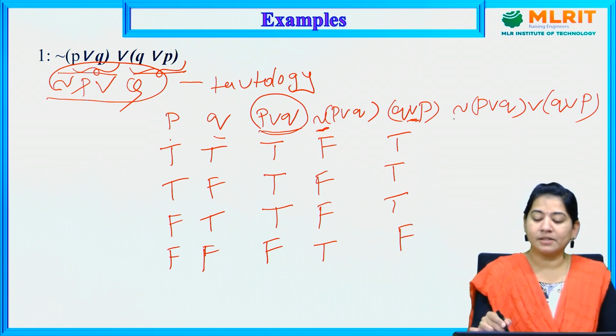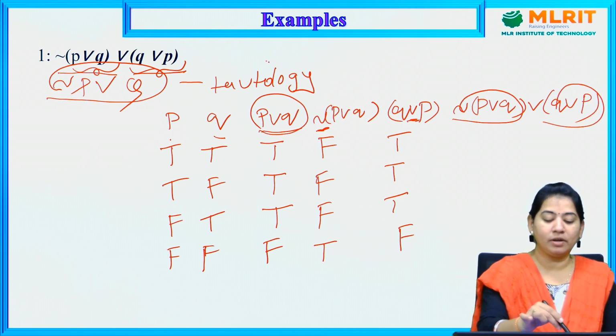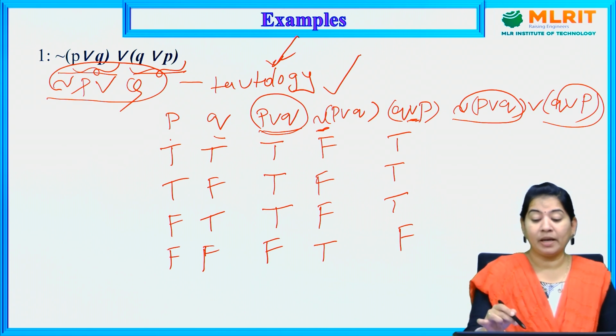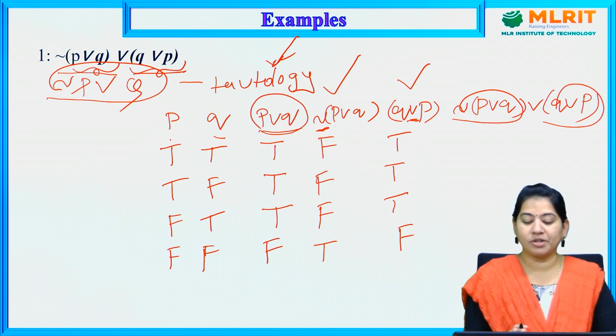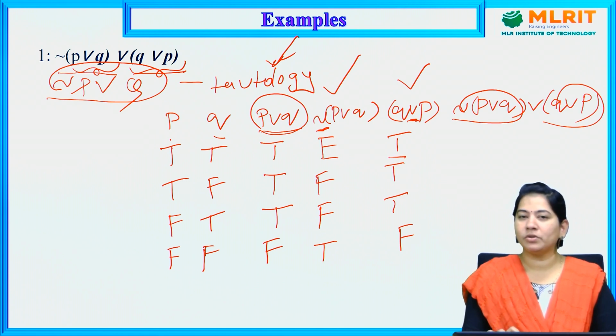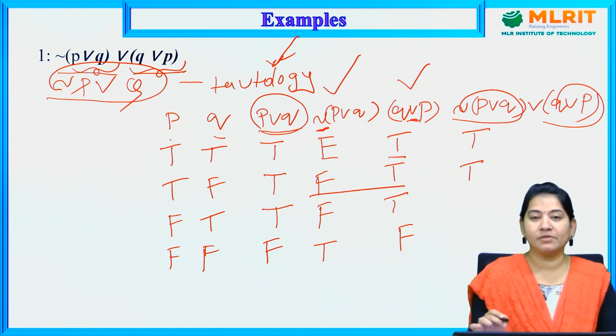Now we have already achieved the negation of P or Q, and we have also achieved Q or P. Between these two columns, we need to apply OR, which is again disjunction. Even if one statement is true, the resultant truth value should be true. So here we have a true statement, that's why we get true, and here we also have a true statement, so we get true.